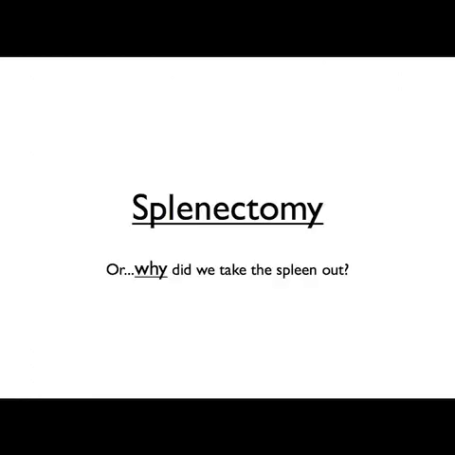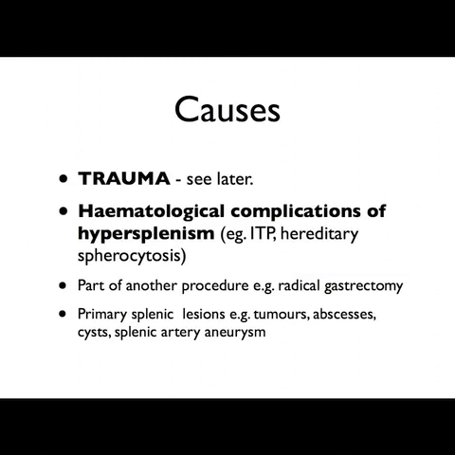I'm going to move on now to talk about splenectomy. So why did we take the spleen out? Tell me. The most important cause, which actually is your responsibility, is trauma. The most common other reason for taking the spleen out is due to the fact that hyposplenism, often as part of, say, ITP or hereditary spherocytosis, has caused derangement in blood parameters or hematological complications. Often these are not wanted.